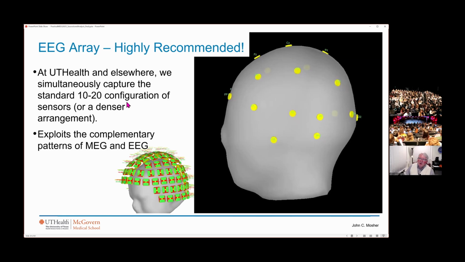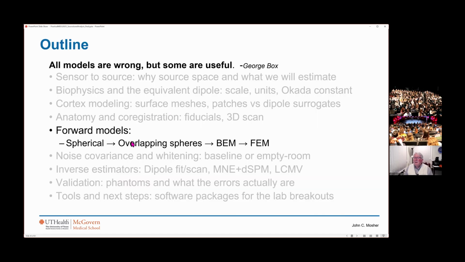And EEG is always recommended, again, particularly at UT Health and elsewhere. We always just collect the EEG. We don't necessarily try to model so few channels, but it definitely helps exploit the complementary pattern of MEG and EEG. And sometimes we find sources in one that we don't see in the other. But that sets us up now. We're ready to do the forward modeling.